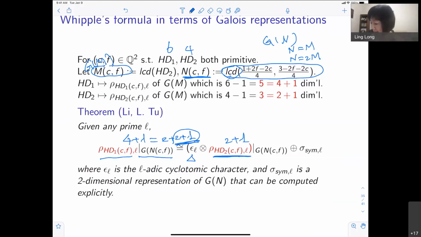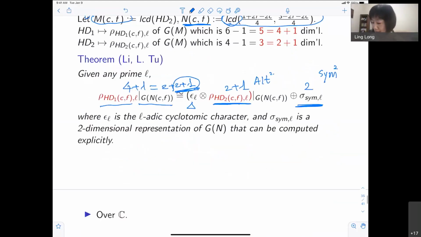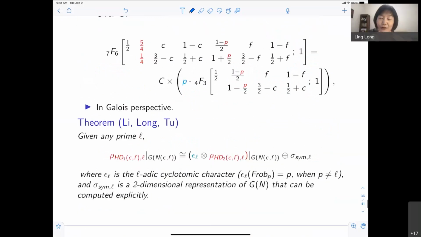Plus, actually, the most interesting part has been filtered in the process. It's going to be something two-dimensional, which is actually the key part coming out of the process, again, because we use a special product structure. This part is coming from a symmetric square, and this part is coming from an alternating square. So we put things together in a formulation that, if you look at Whipple's formula, I cannot write down in terms of character sum, but it makes perfect sense in terms of Galois representation.